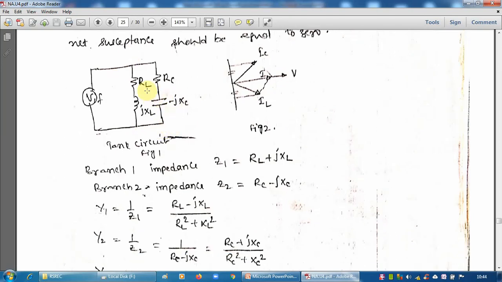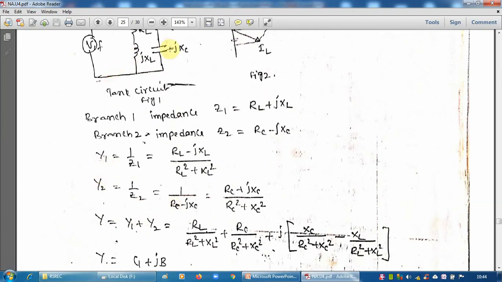For that purpose, this impedance is written as admittance, 1 by Z1. Once again, if this branch impedance is expressed, then it is written as RL plus JXL. If this is to be expressed as impedance, then Z1 equals RL plus JXL. If the same thing has to be expressed as admittance, then Y1 equals 1 by Z1. For the second branch also, same thing. Impedance is RC minus JXC. If this is to be expressed as admittance, then 1 by Z2.